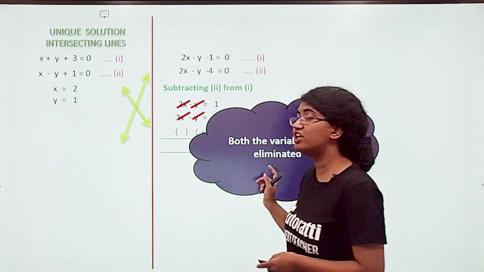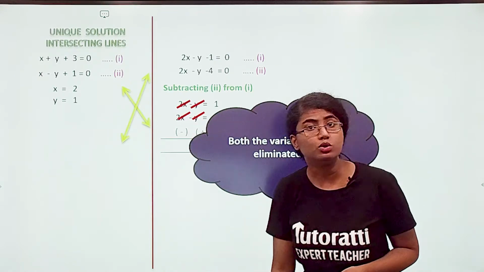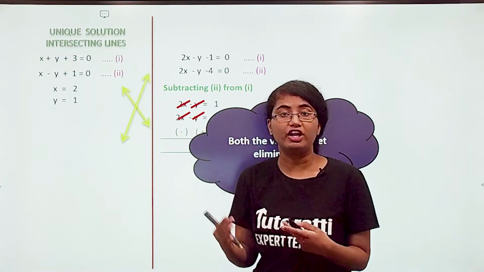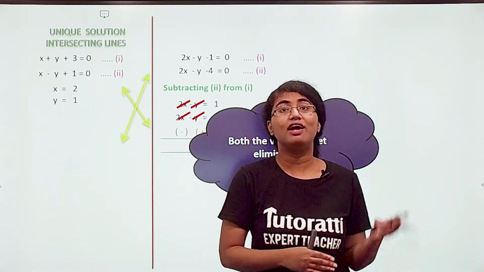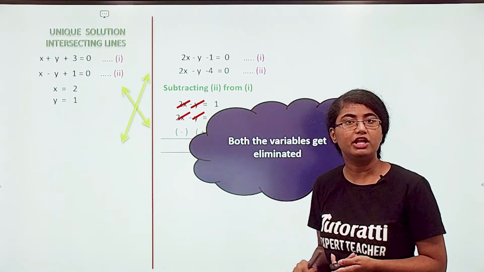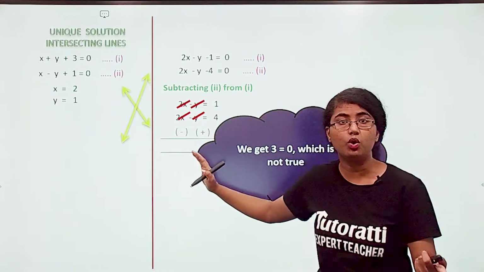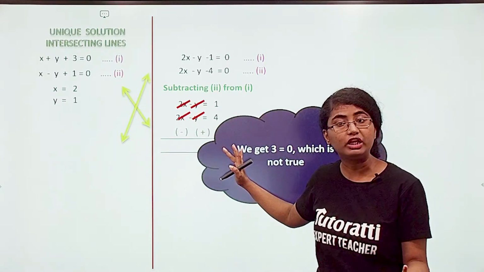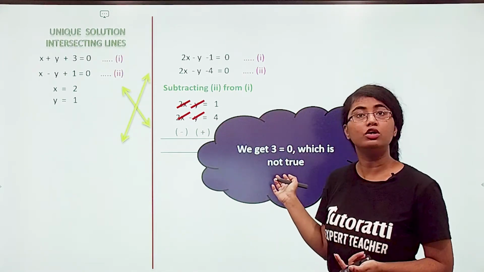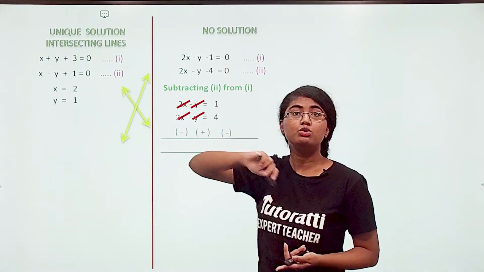But both the variables here are eliminated. Do we need both the variables eliminated? No, we do not. We need at least one variable to find its value and resubstitute to get the value of the second variable. But here, unfortunately, both are eliminated. What do we do then? On the left hand side we are left with 0 and on the right hand side we have 3 left. So is 0 equal to 3? No, this is absolutely not true. Therefore, this pair of equations will have no solution.